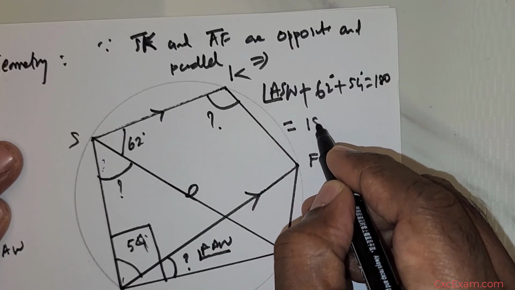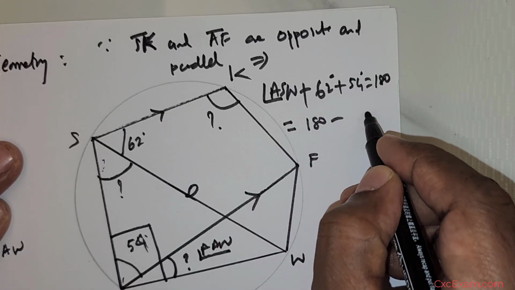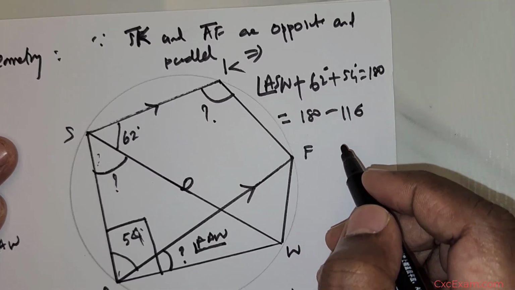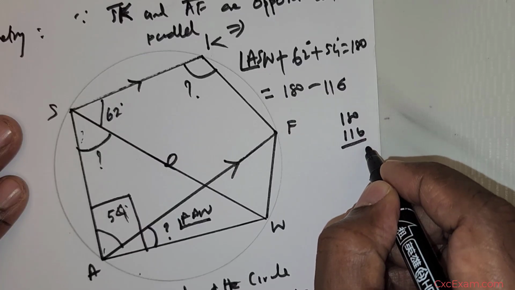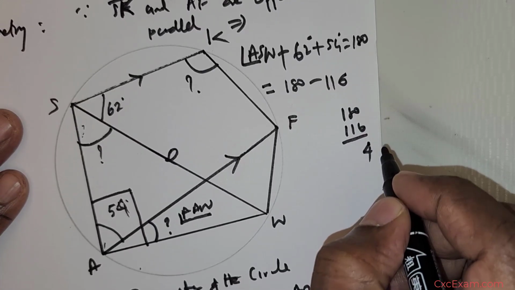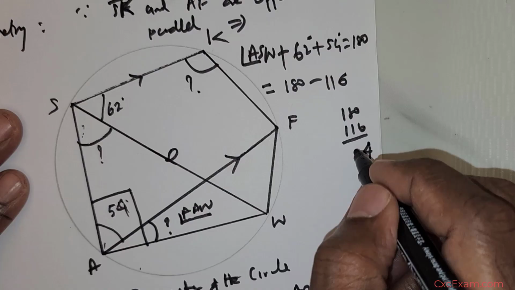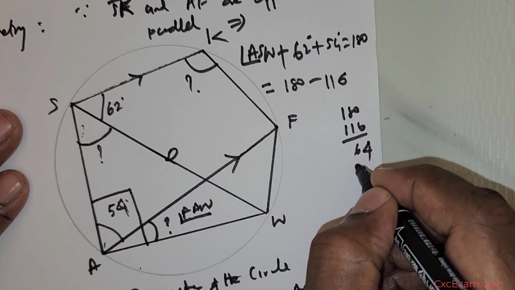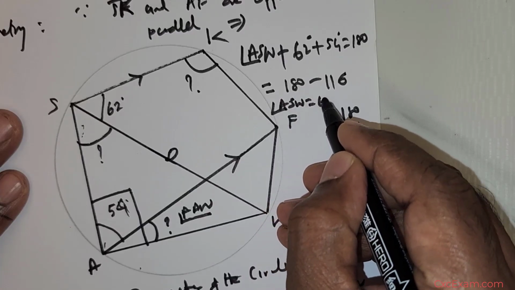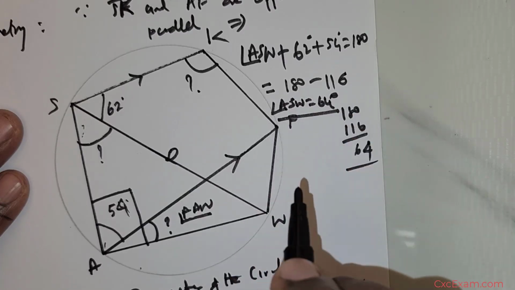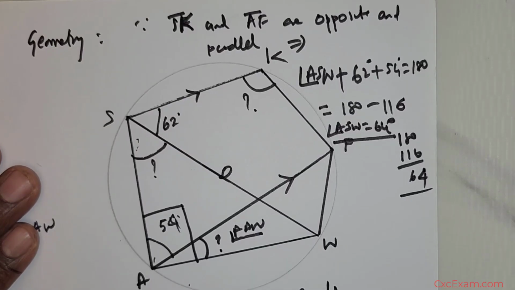So this is equal to 180 minus this is 6 and 11. So from 180 you take away 116, 10, you get 4. From 7 you take away 1, you get 6. So angle ASW is 64 degrees. That is the conclusion for this question.